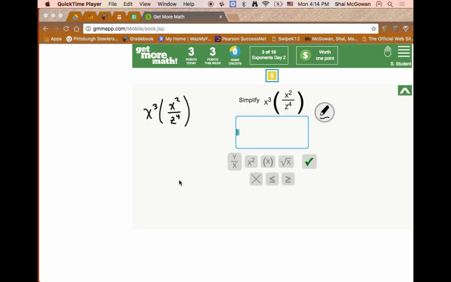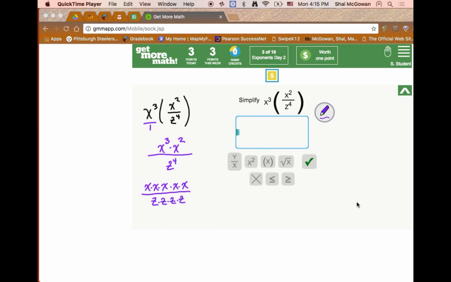Example 7. This one asks us to simplify x cubed times the quotient of x squared over z to the fourth. Remember this is like saying 1, and when you multiply fractions it's top times top, bottom by bottom. So this actually becomes x cubed times x squared over z to the fourth, which then you're going to expand out. So x cubed is x times x times x, x squared is x times x, and z to the fourth is z times z times z times z.